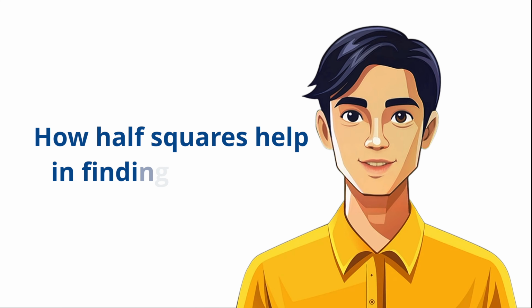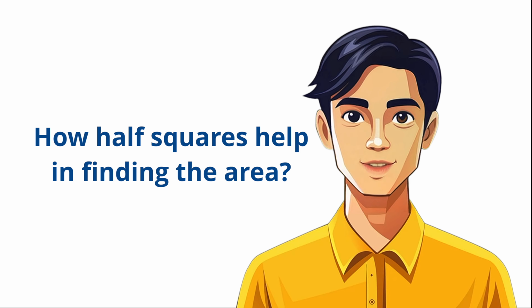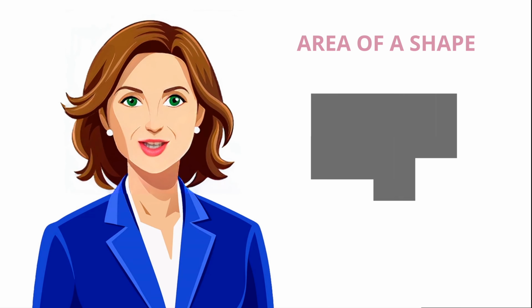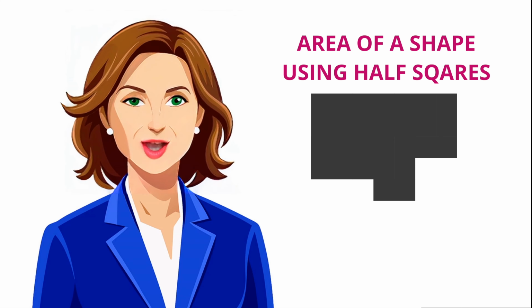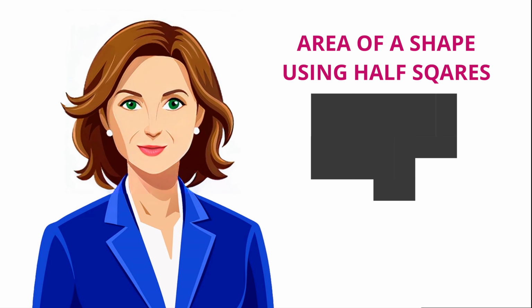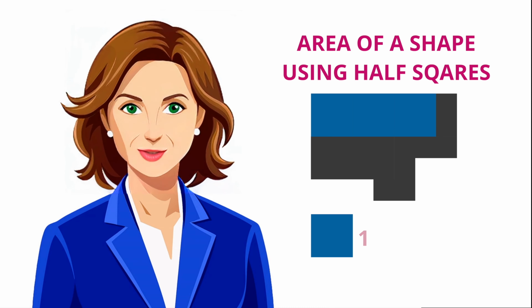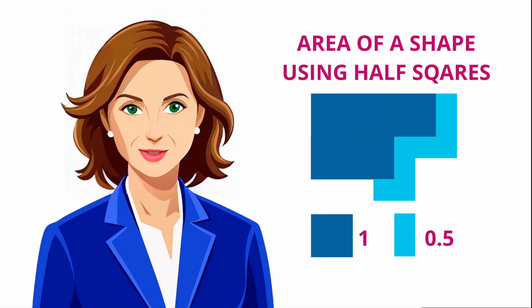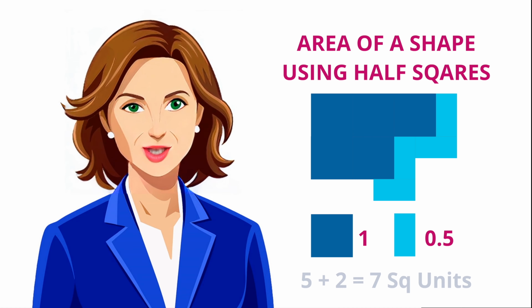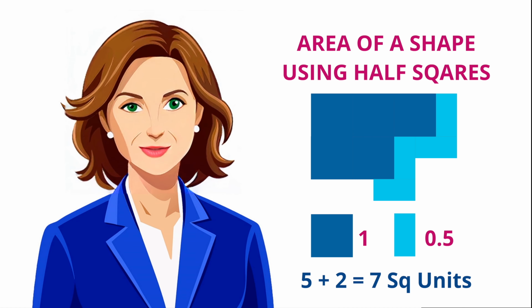I've heard that half squares can help in finding the area. How does that work? Great question. When a shape doesn't neatly fit into whole squares, we can estimate the area using half squares. For example, if a shape covers 5 full squares and 4 half squares, you'd count each half as 0.5, so the total area would be 5 plus 2, which is equal to 7 square units.